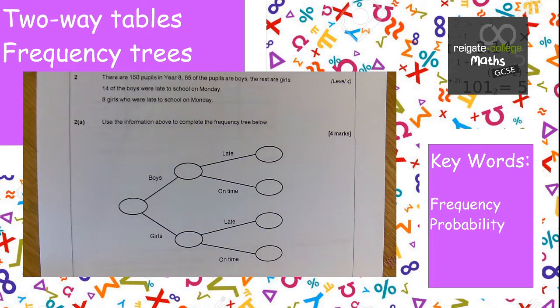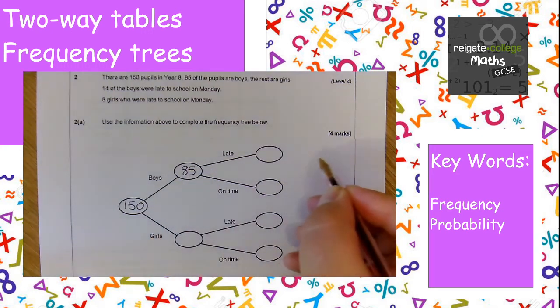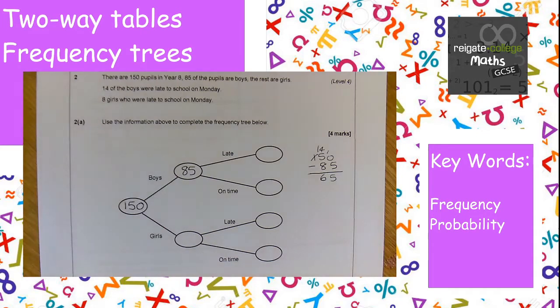So in this particular question we have 150 pupils who have been surveyed in Year 8. So we have a total of 150 pupils to put in our very first box. It then goes on to say in the question that 85 of the pupils were boys and the rest were girls. So 85 goes in my boys branch. Now I have a subtraction sum to do to work out how many girls I have left. That subtraction sum shows me that I have 65 girls out of the total of 150.